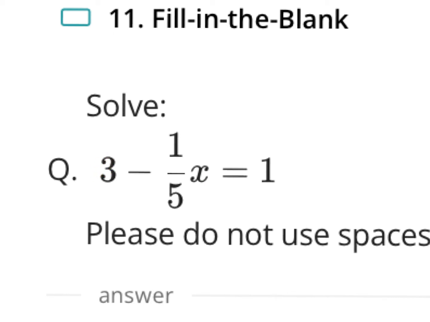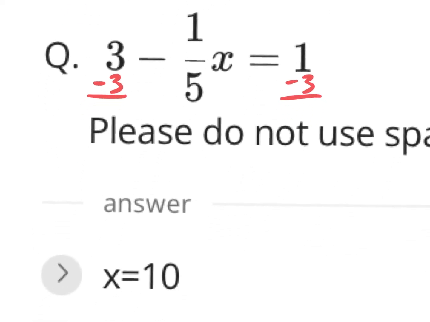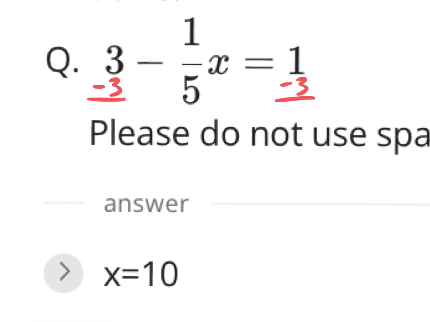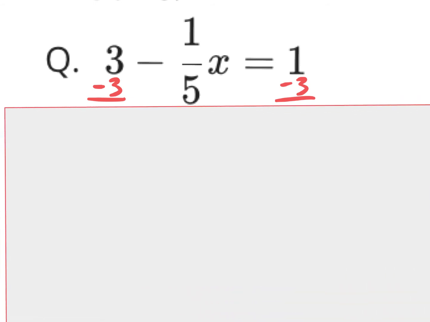So how do you get rid of that 3? You do the opposite of positive 3, which is a negative 3 or a minus 3. And what you do to one side, you do to the other side to maintain the equality. What I'm going to do right now is cover this up and show my work on here. So what do I have left?